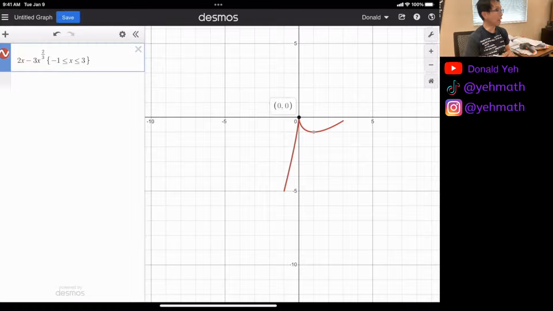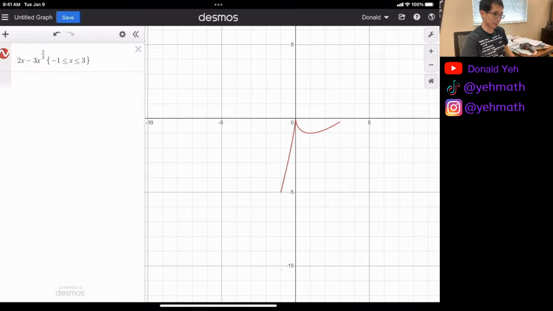See that 2/3 power is called even over odd power. Anytime you have x to the even over odd power, you're going to have a cusp, and that cusp is going to look like this at 0 here.